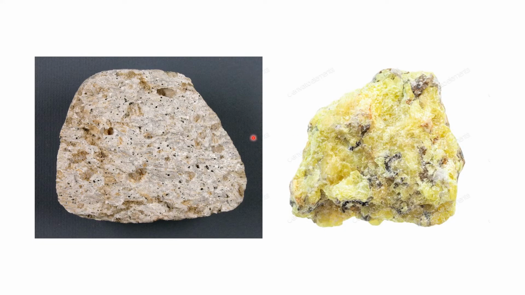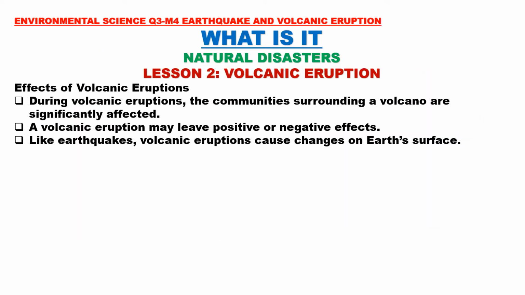Next, another benefit that we get from volcanoes are pumice and sulfur. So, they are used for different industrial purposes. Effects of volcanic eruptions. During volcanic eruptions, the communities surrounding a volcano are significantly affected. A volcanic eruption may leave positive or negative effects.